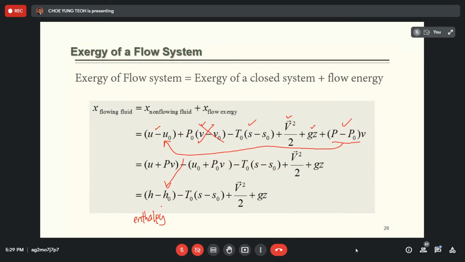Change of enthalpy, minus irreversibility, plus change of kinetic energy, and plus change of potential energy. You can see no more work done to the surrounding. So in the exam, you need to separate, you need to identify whether the system is flow or non-flow.